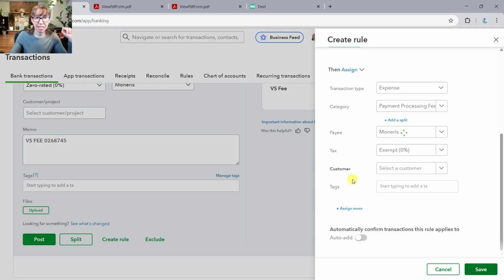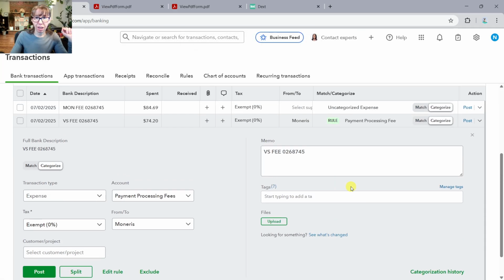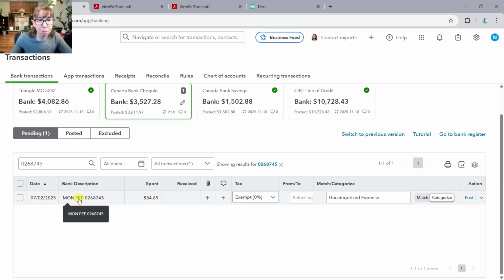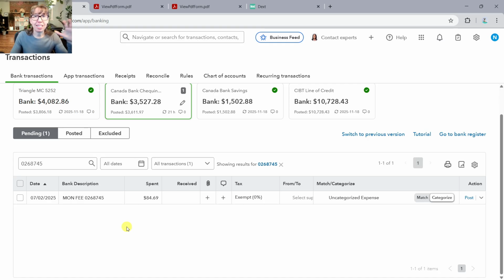So let's go ahead and save. And now this time it happens to show the rule. That's fine. We're going to go ahead and post. Now I skipped the Moneris one. Basically, I was going right to the Visa to say, well, we've put in MasterCard and debit. This is just the Visa one. A lot of people will just put this Moneris one in too, but this is Moneris's actual Moneris fee.